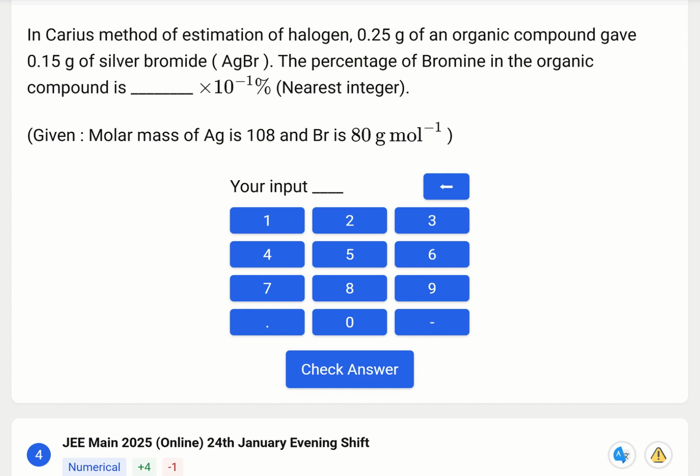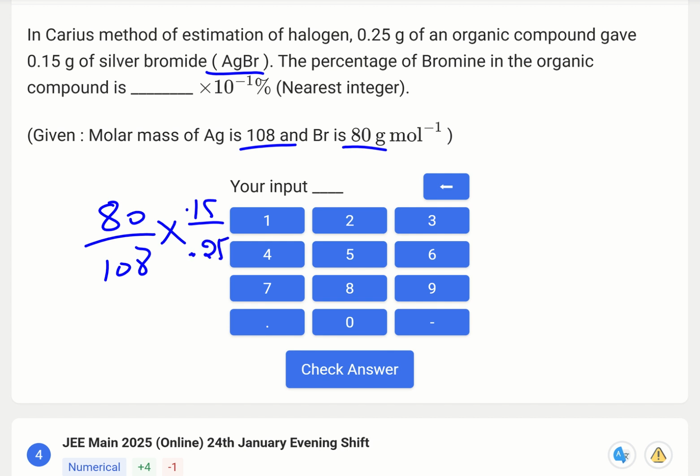Carius method, a favorite topic for NTA this year. For the Carius method, no need to write the formula, just directly put the values. It is AgBr, 80, 108, 80. That means 80 upon 108 into the mass of the compound silver bromide, that is 0.15 upon 0.25 into 100. That is the answer. Let me solve this with the calculator.